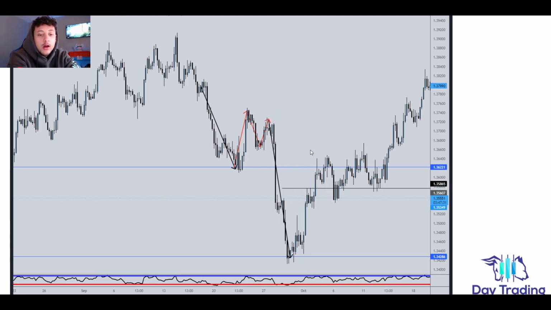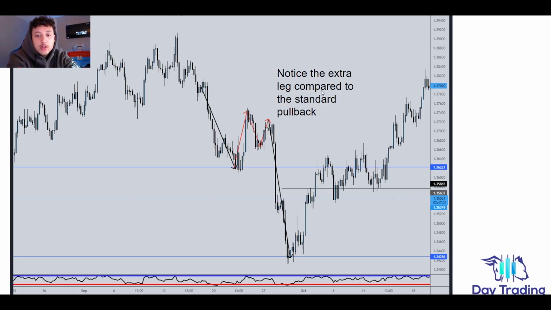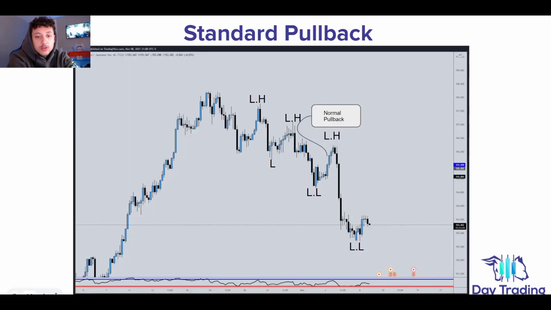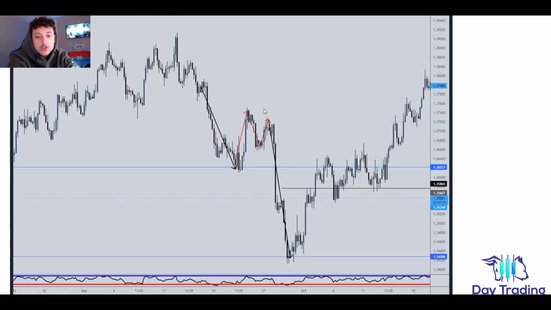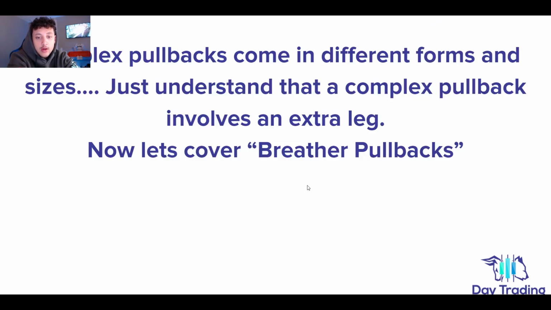We have a little bit more consolidation here, along with price not going down right away. You see how it does a little bit of a pullback and then a continuation. That's going to be an example of a complex pullback. Notice the extra leg compared to the standard pullback, which is one leg up, one leg down. Notice again the extra leg instead of it being one leg up and then one leg down where it goes lower. It's just simply a pullback and then the next leg down.